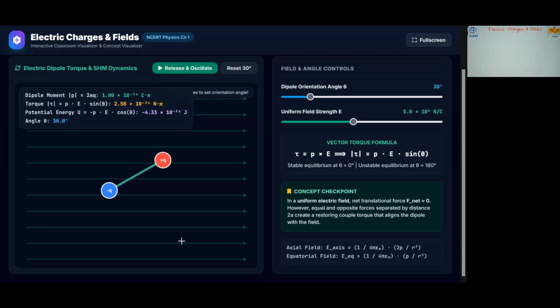However, because these two equal and opposite forces act along different lines of action, they form a couple that exerts a net restoring torque. That is, tau is equal to P cross E, which is equal to PE sin theta.